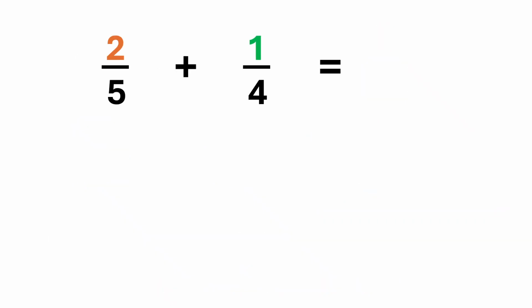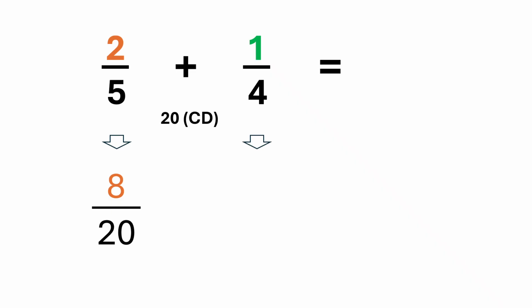Now we understand the rules for how to add unlike fractions. Let's try an example. 2/5 plus 1/4. Firstly, find the common denominator. 5 times 4 equals 20. Secondly, change to equivalent fractions. 2/5 becomes 8/20. 1/4 becomes 5/20. Lastly, add the like fractions. 8/20 plus 5/20 equals 13/20.